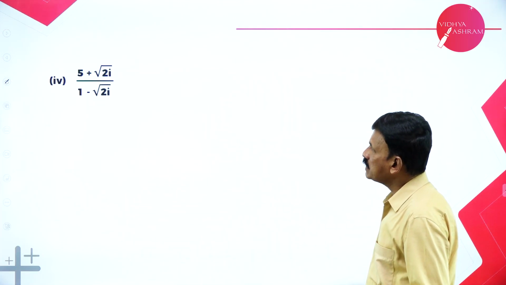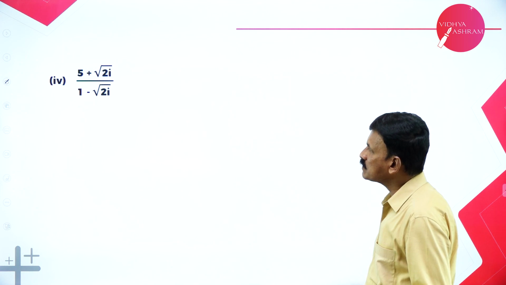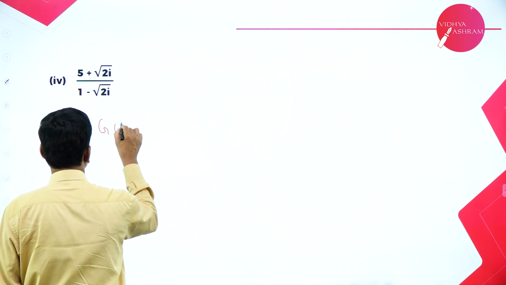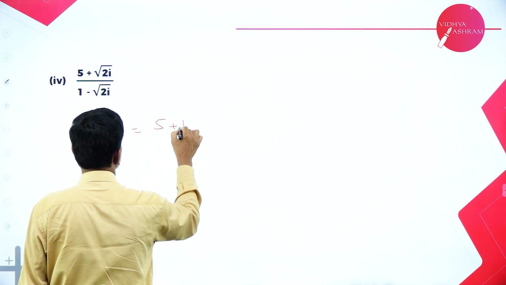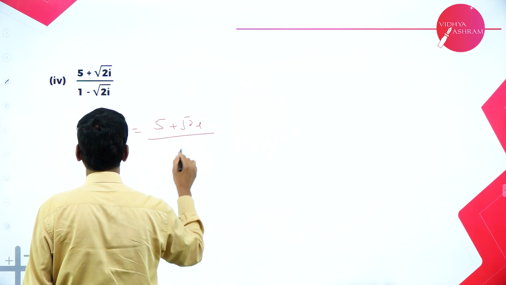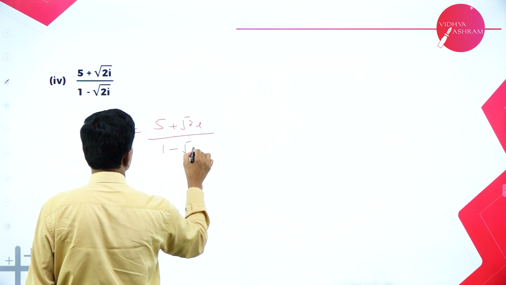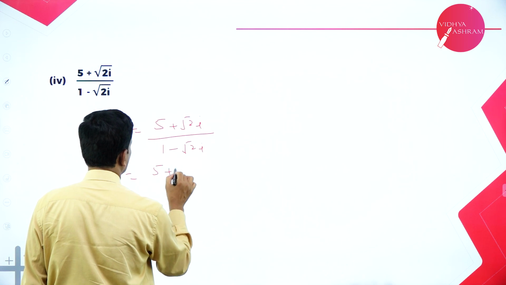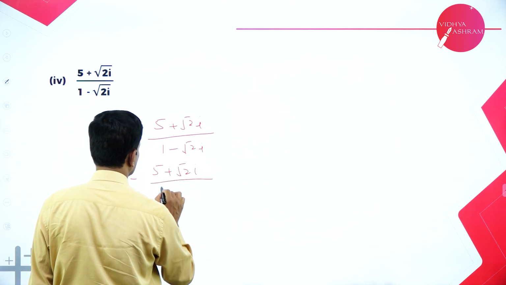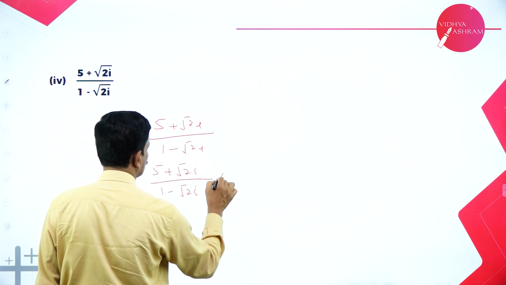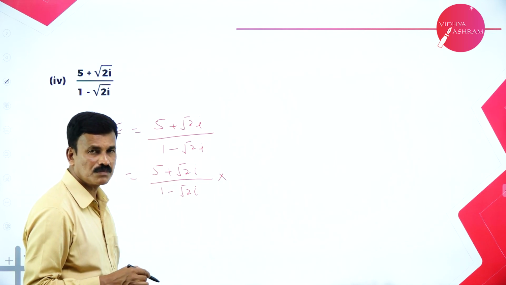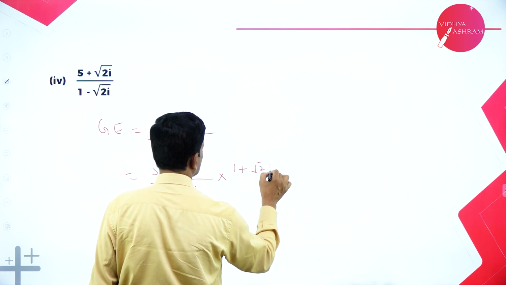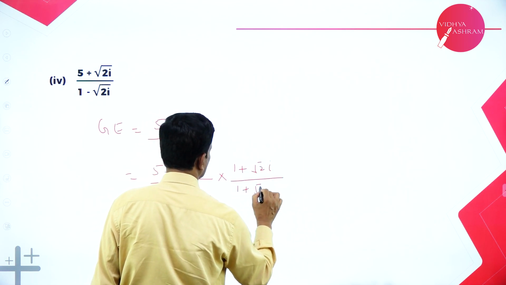5 plus 2i divided by 1 minus 5i. So this is again nothing but the given expression of the form 5 plus root 2 into i divided by 1 minus root 2 into i. Rationalize this. You know the division of a complex number is done by rationalizing the denominator. Multiply by 1 plus root 2i divided by 1 plus root 2i.